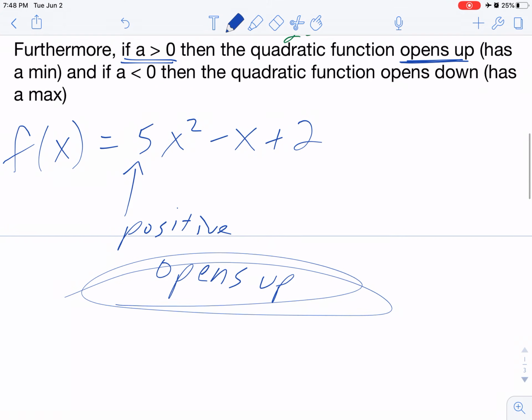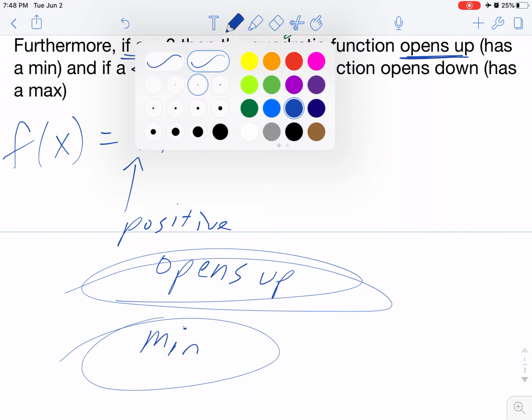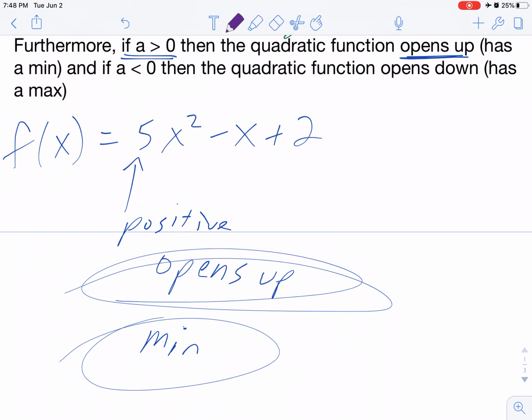Another way to say the same thing is you could say that the parabola has a minimum value. If you know that the parabola opens up, it has a min. And if that was a -5, we would have a parabola that opens down, which would mean a max.